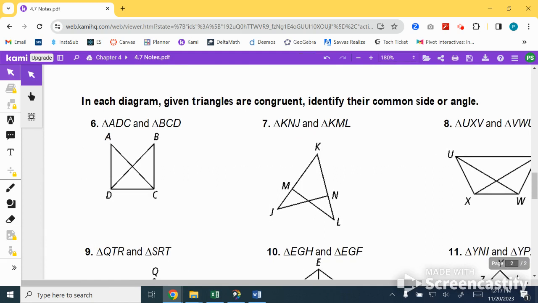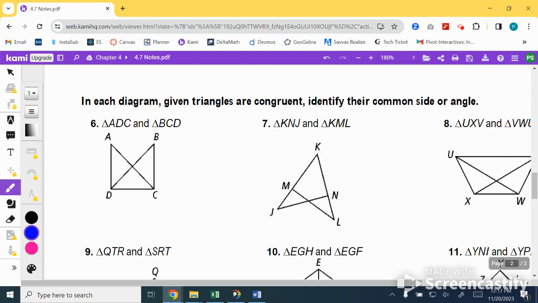All right, next we're going to look at these diagrams. It says in each diagram, the given triangles are congruent, and all you have to do is figure out their common side or their common angle. So what you can do is separate them, draw them each separately, or I find it works just as well to highlight the ones I'm looking at.